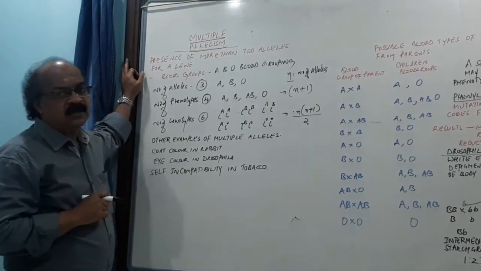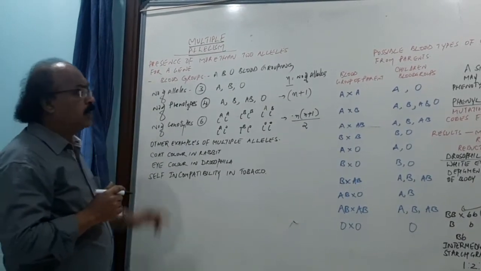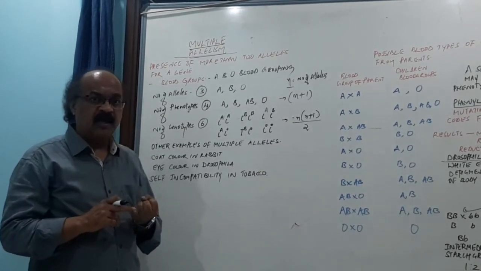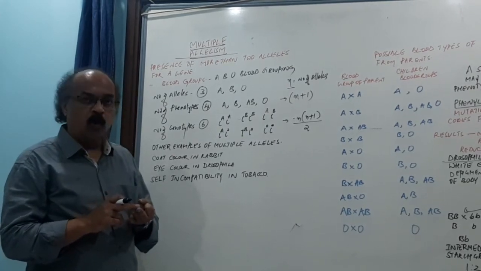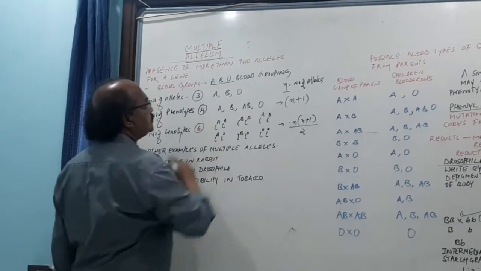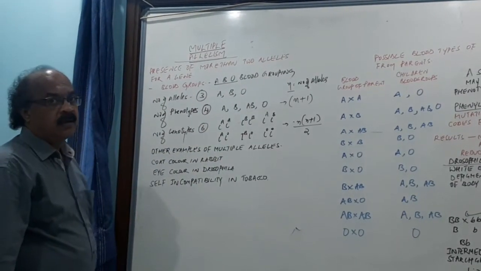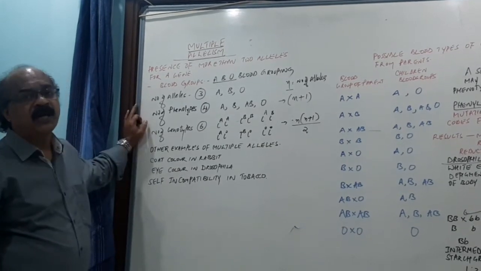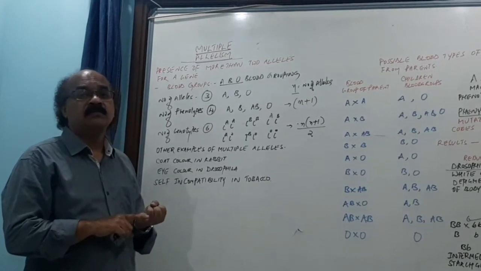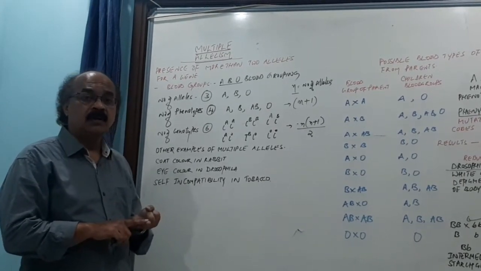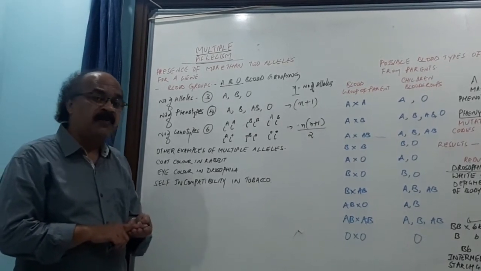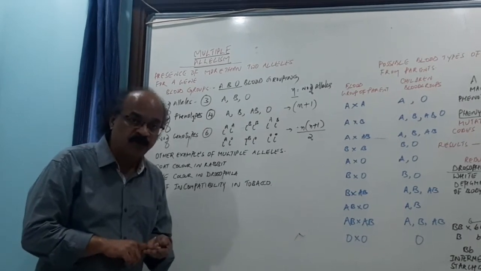The best example is blood groups. Blood groups alleles are three alleles: A, B, O. There are three alleles present. Coming to the phenotypes, a person may have A blood group, or B blood group, or AB blood group, or O blood group. So how many phenotypes are there for the blood groups? 4 phenotypes.